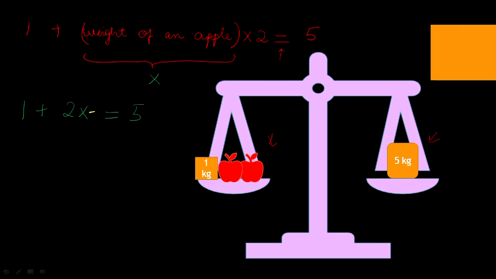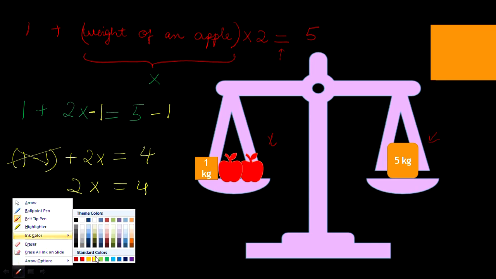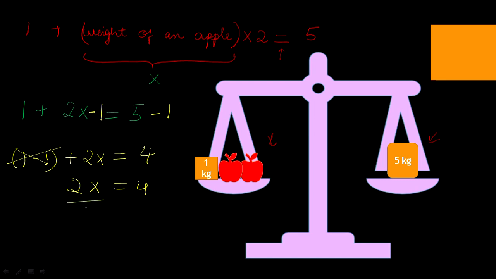I can subtract 1 from this side and 1 from that side, and the whole equation becomes 1 minus 1 plus 2x equals 5 minus 1, which is 4. Now 1 minus 1 is simply 0, that term just gets cancelled. Now all I'm left with is 2x equals 4. Now I can divide both sides by 2, and these 2's cancel out and I'm left with an x here, and 4 divided by 2 is 2, and that's my answer, x equals 2.